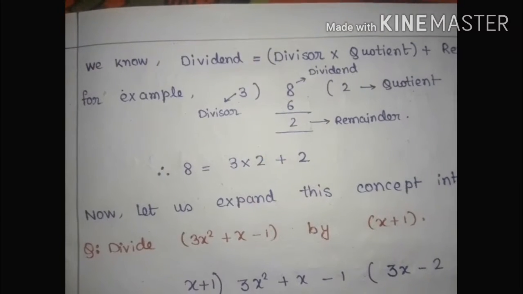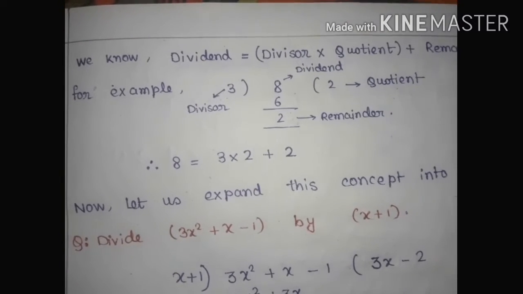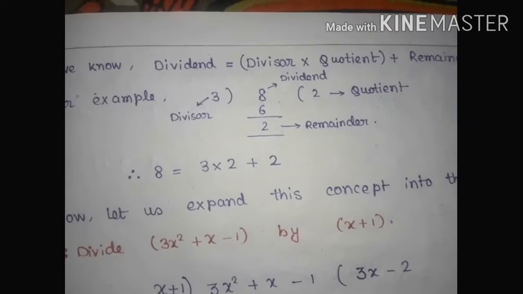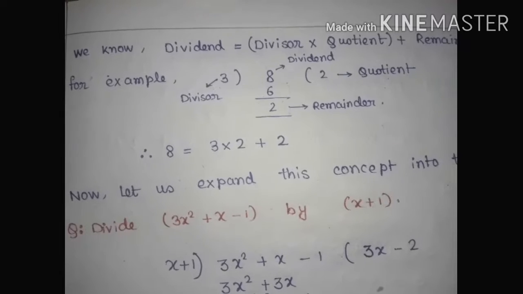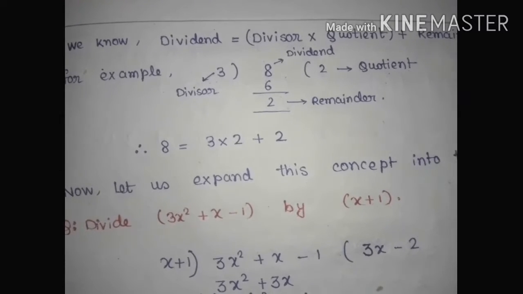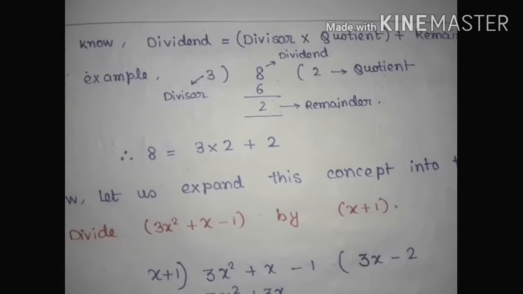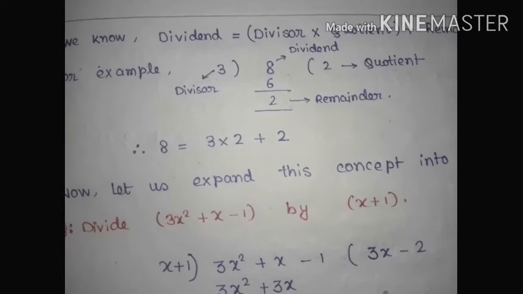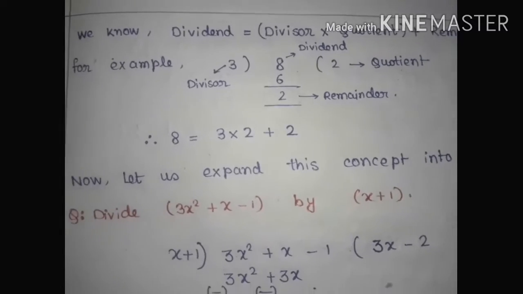From our childhood, we know a formula that dividend equals divisor into quotient plus remainder. For example, when we divide 8 by 3, we have quotient 2 and remainder 2, the divisor is 3, and the dividend is 8. That means 8 equals 3 into 2 plus 2. In this way the formula is satisfied.